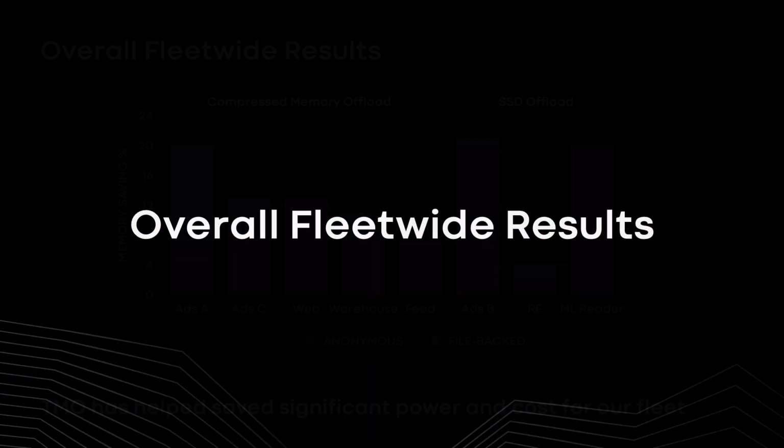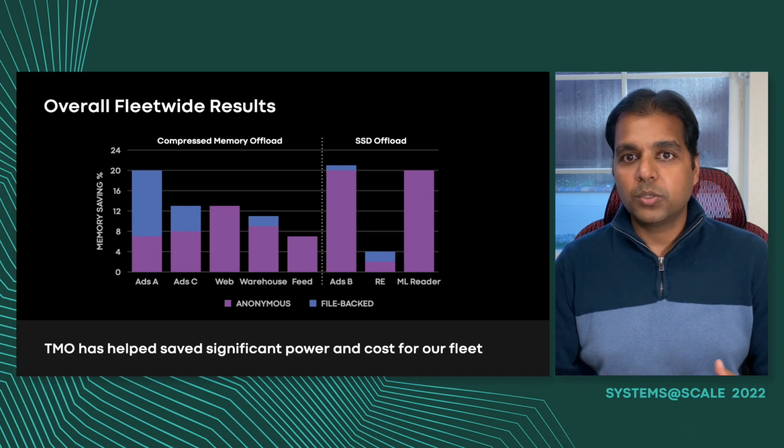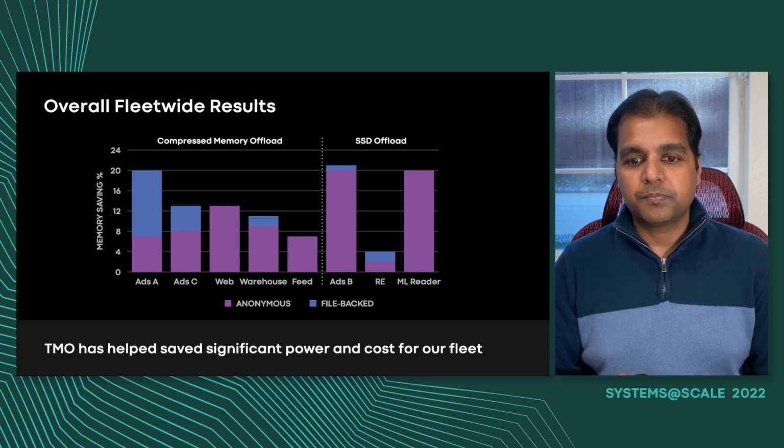Thanks, Dan. With that background, let me walk you through some overall fleet results of how TMO has been performing in our data centers. This chart shows a summary across major workloads in our fleet of how TMO has yielded a lot of memory savings. The x-axis shows the major workload types in our fleet, and the y-axis shows memory savings percentage, or how much per server memory we are yielding from TMO enabled on these services. As you can see, across both compressed memory offload as well as SSD offload, we get anywhere from 5 to 20% memory savings. This is a lot of memory that we've yielded back to our services, and it has resulted in a lot of power as well as capacity wins over the last 1+ year.